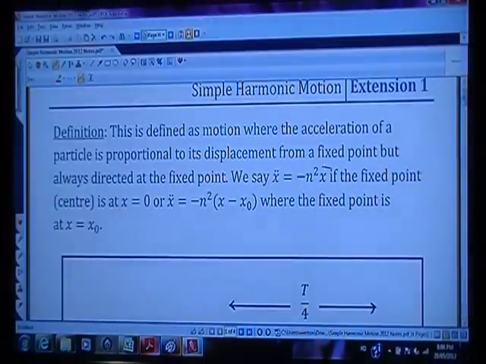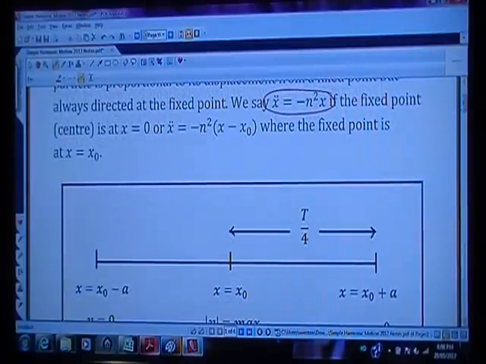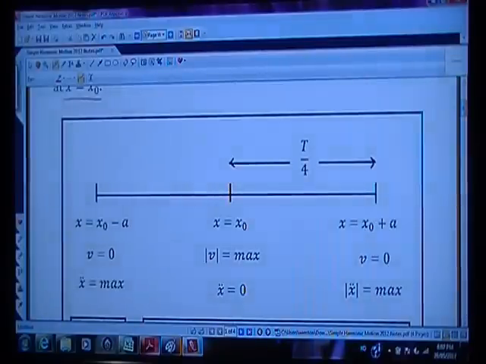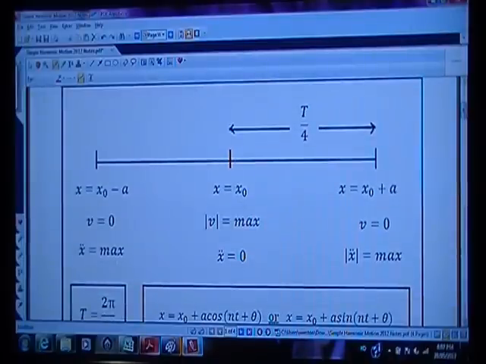We say the acceleration is equal to minus n squared x if the fixed point is 0, or we say x double dot equals minus n squared (x minus x naught), where the fixed point is at x equals x naught. Okay, if you take a look at this diagram, here's the center of motion, and from this motion we're going back and forth, between these endpoints here. We say the center is x naught, and plus a is the amplitude.